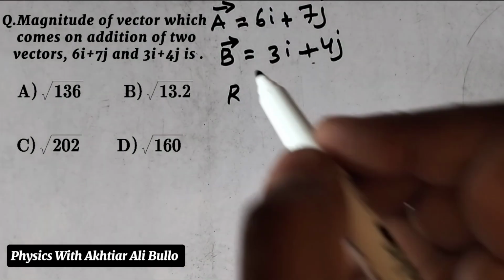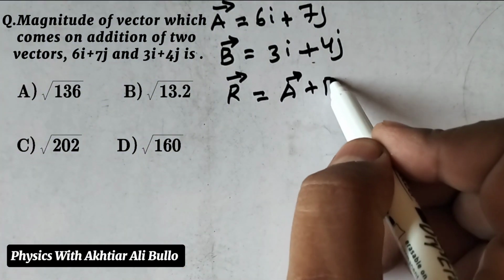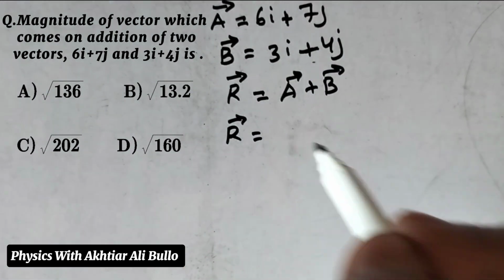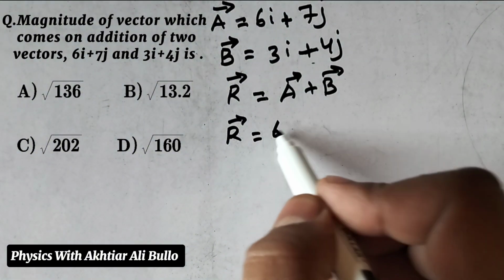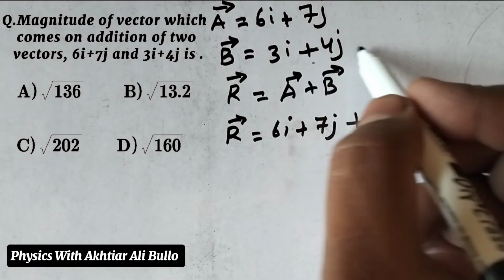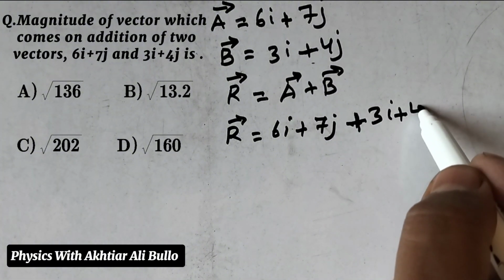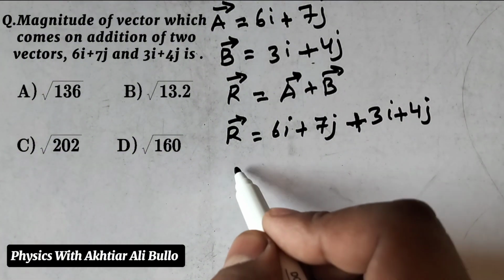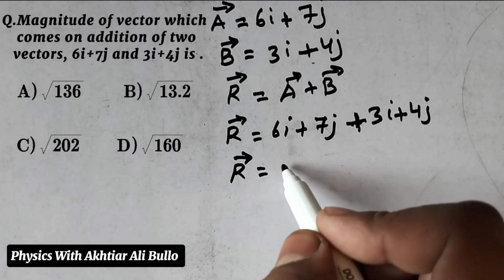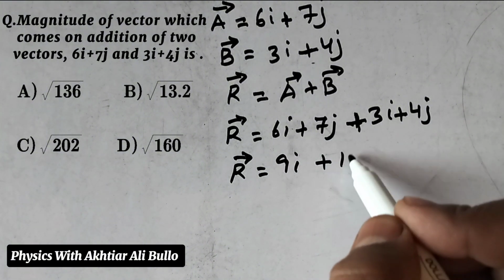First of all, we will find the resultant. So the resultant will be equal to a plus b. The value of a is 6i plus 7j, plus the value of b is 3i plus 4j. So the resultant will be obtained as 6i plus 3i, it will be 9i, plus 7j plus 4j, it will be 11j.